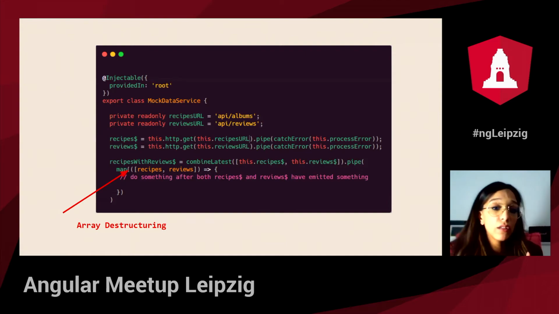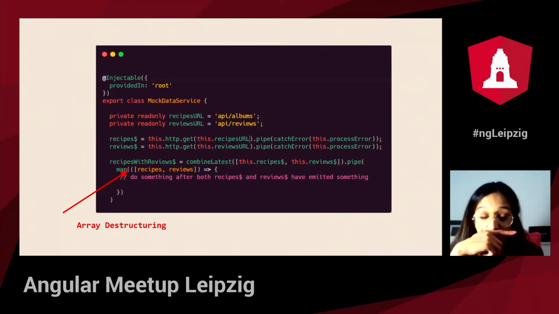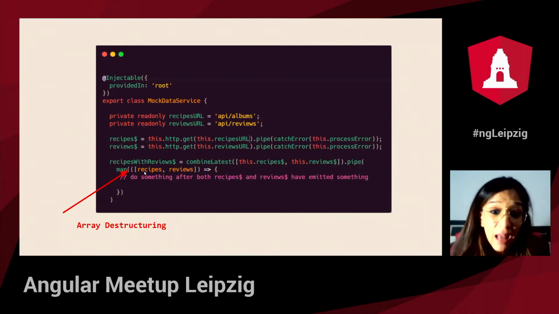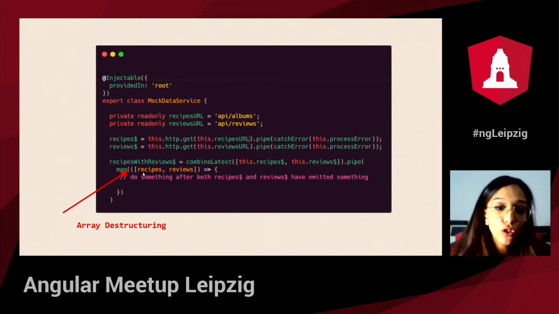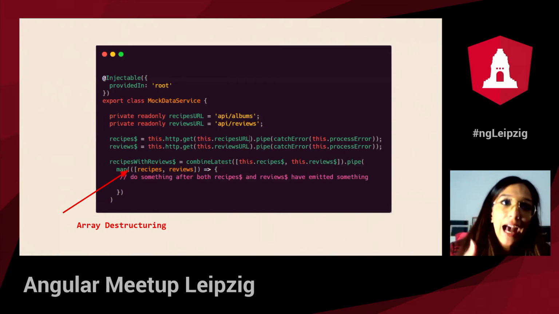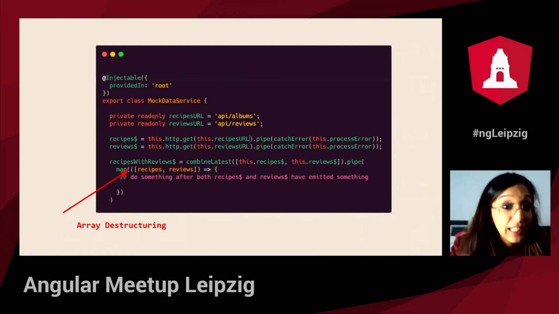I have the recipes stream, I have the reviews stream, and what I do here, I am using combineLatest because I want to get the most recent value of the data of each stream. combineLatest takes as input an array of observables, and I am just mapping the result, and I'm using the array destructuring technique in order to process or do something after both recipes and reviews streams have emitted something. Yeah, and it works very well in this kind of situation.